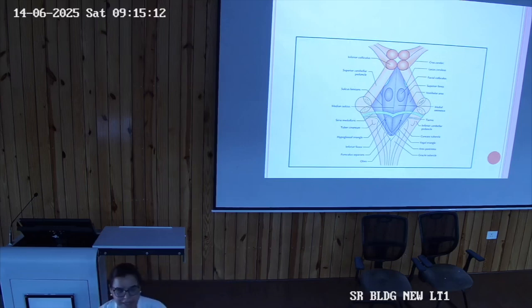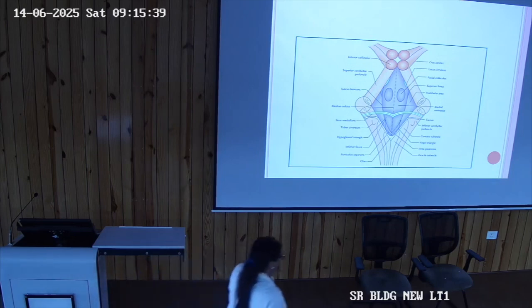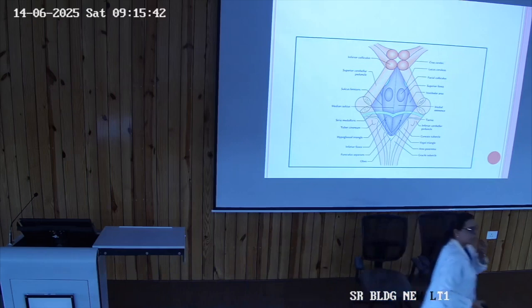So which are the structures which are forming the lateral boundaries for the fourth ventricle? Superiorly, or superolateral boundaries, are formed by the superior cerebellar peduncles, and inferior boundaries are formed by the inferior cerebellar peduncle along with the fasciculus cuneatus and the fasciculus gracilis. So they will be forming the inferolateral boundaries.